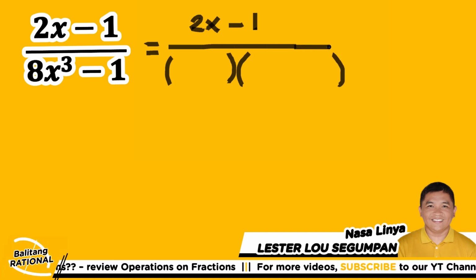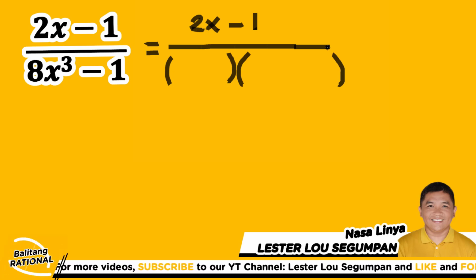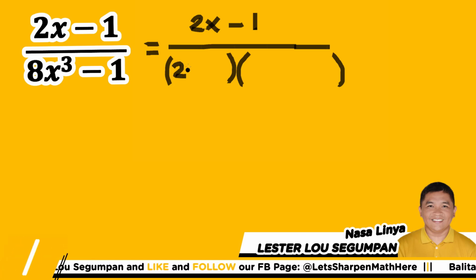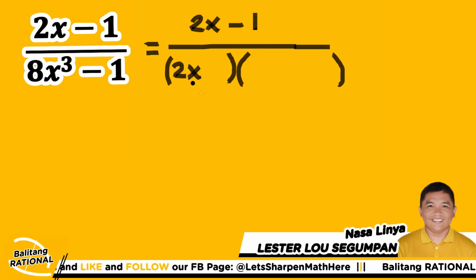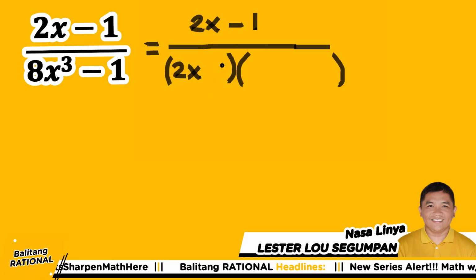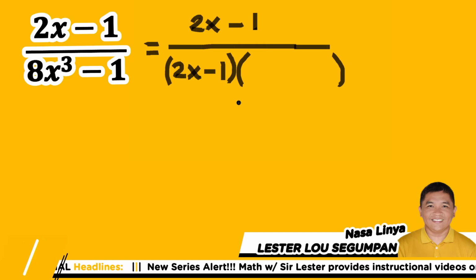If ever we have sum or difference of two cubes, we are sure to have a binomial and a trinomial factors. For our binomial factors, we simply take the cube root of the first term. Cube root of 8 is 2. Cube root of x cubed is x. And then the cube root of the second term will be the second term of our binomial as well. Cube root of 1 is 1. And we use the same sign as this. Right? So we have 2x minus 1.